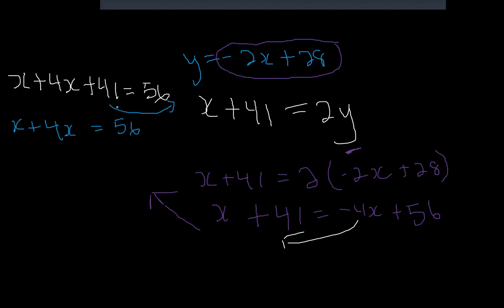Since it's plus 41 over here, it becomes minus 41 on this side. x plus 4x is 5x, is equal to 56 minus 41 is 15. That means I have to divide both sides by 5, and 15 divided by 5 is. You understand now?